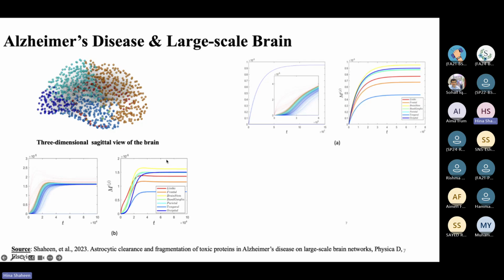Then in the second scenario, we have considered the concentration of astrocytes higher than the concentration of amyloid beta plaques. Initially they will try to clear the amyloid beta monomers, but once the nodes intersect with each other, the toxic proteins will diffuse from one brain region to another, and the whole brain will go into a disease state.